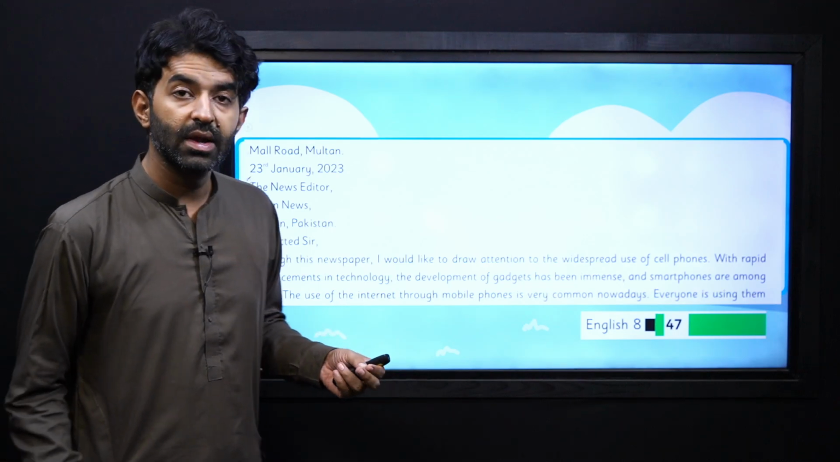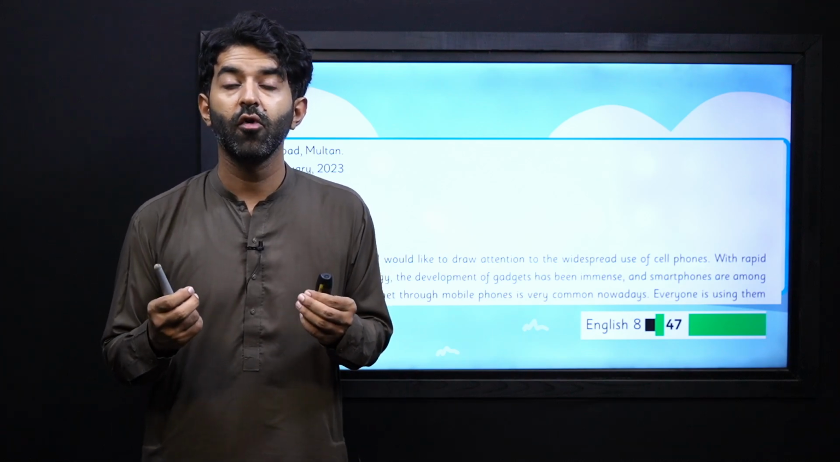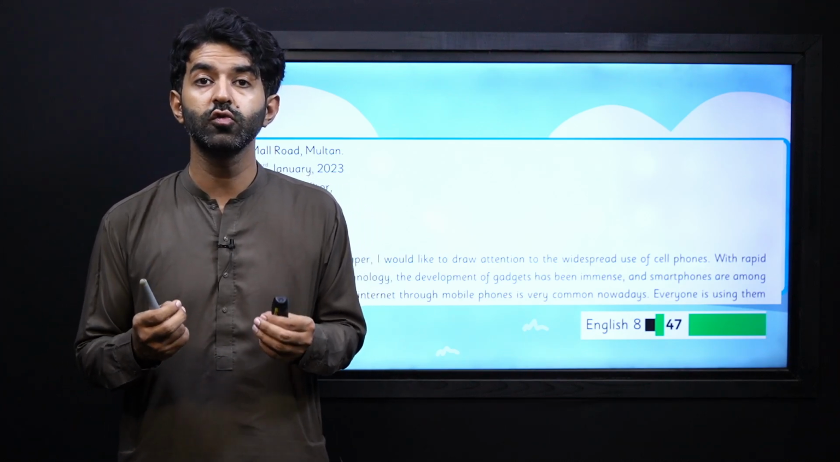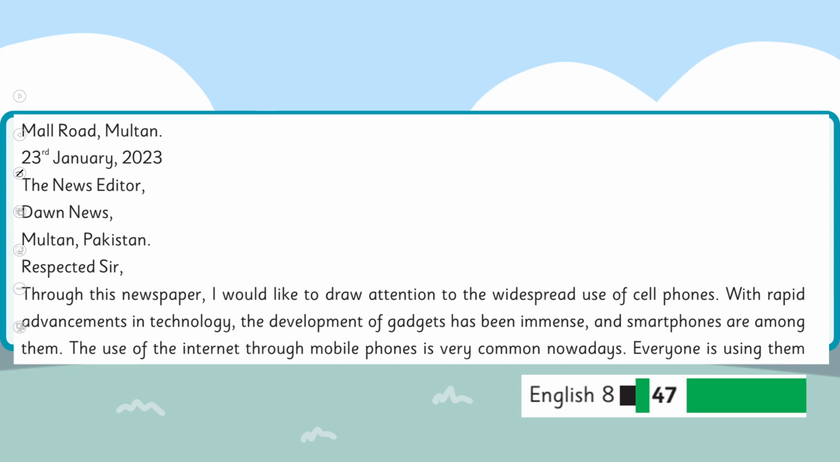All right, in the lesson, you can open your book, page 47. You have this formal letter that is written to a newspaper to the editor. Now, here at the first, what you're going to do is mention your address, then the date and the detail of the receiver of the letter. In this case, it is the news editor of Dawn News. Yes, you can also give spaces between them.